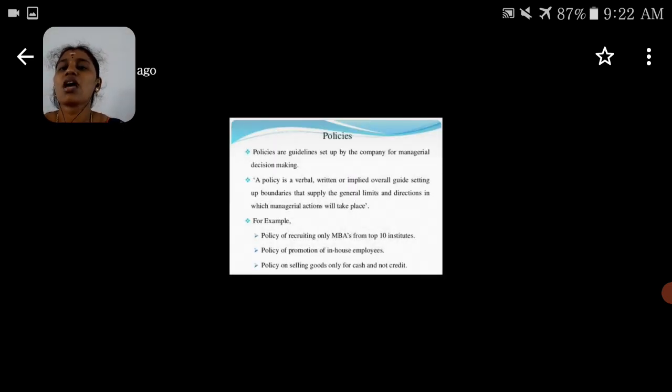Next one is policies. Policies are guidelines set up by the company for managerial decision making. A policy is a verbal, written or implied overall guide setting up boundaries that supply the general limits and direction in which managerial action will take place. For example, policy of recruiting only MBAs from top 10 institutes, policy of promotion of in-house employees, policy on selling goods only for cash and not credit.